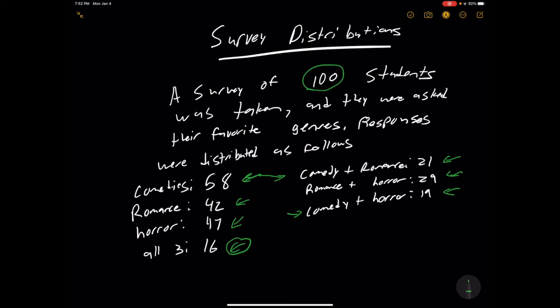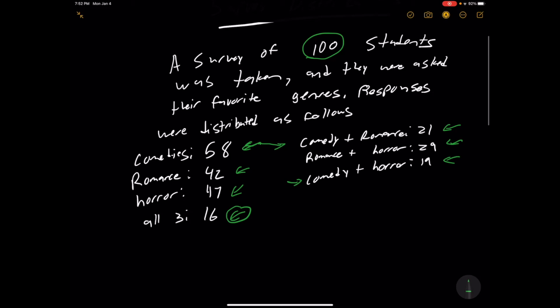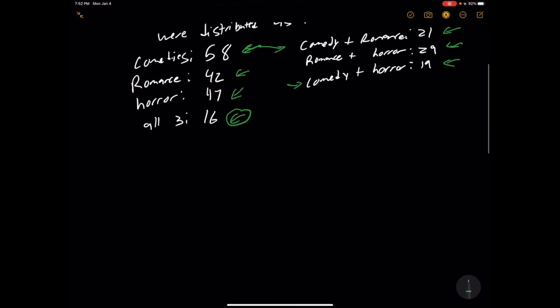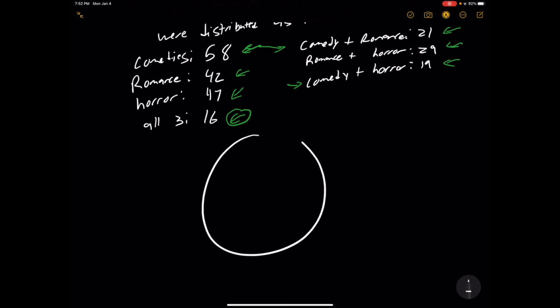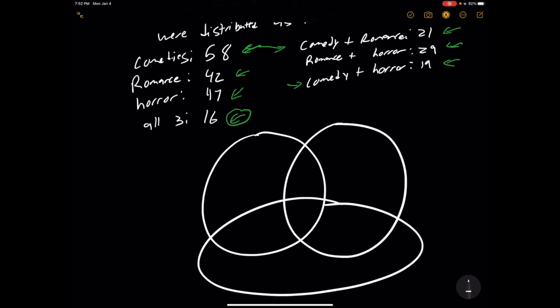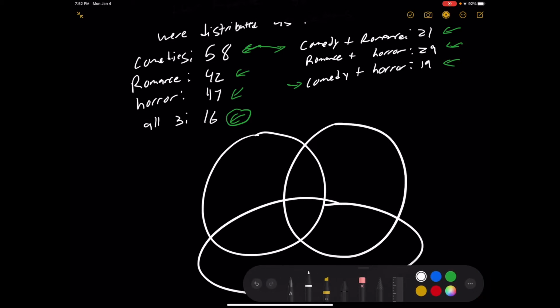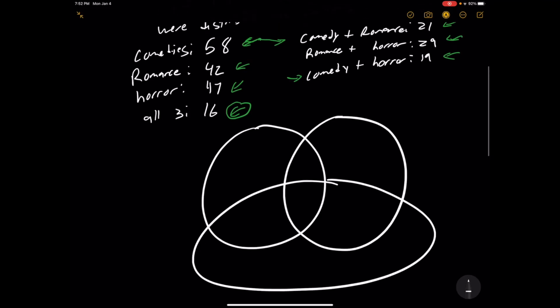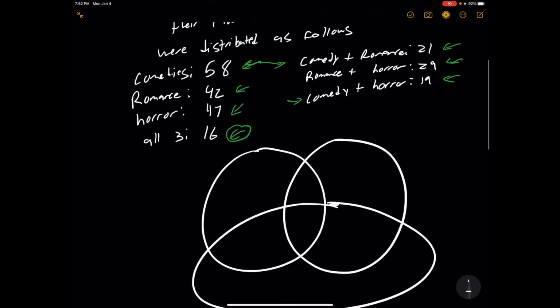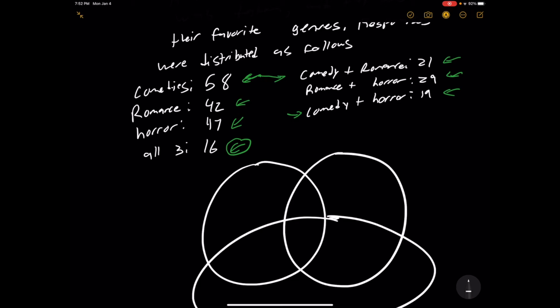So step one is we have three categories: comedy, romance, and horror. So the easiest step to take is just to start with a 3-circle Venn diagram. I should do that last circle a little nicer. The last circle always goes a little wide. And we will put comedies here, romance here, and horror as the bottom one.